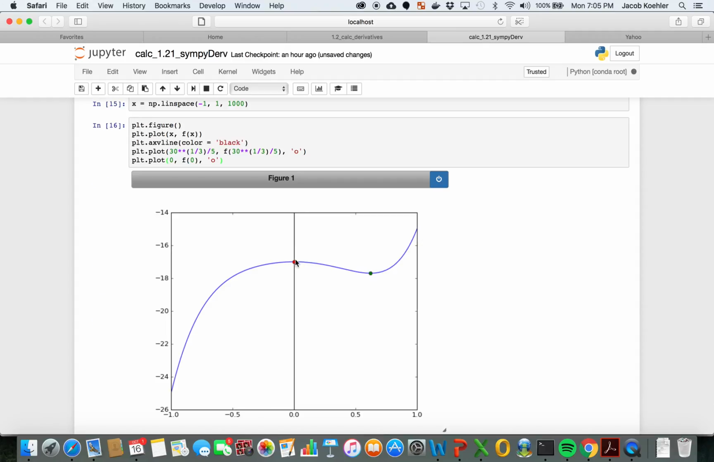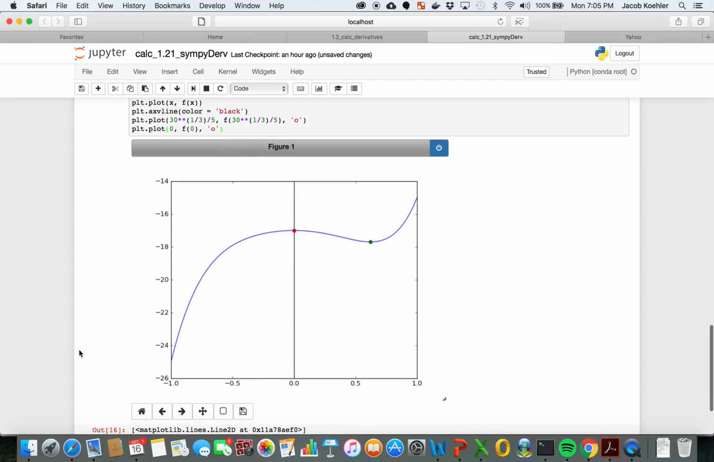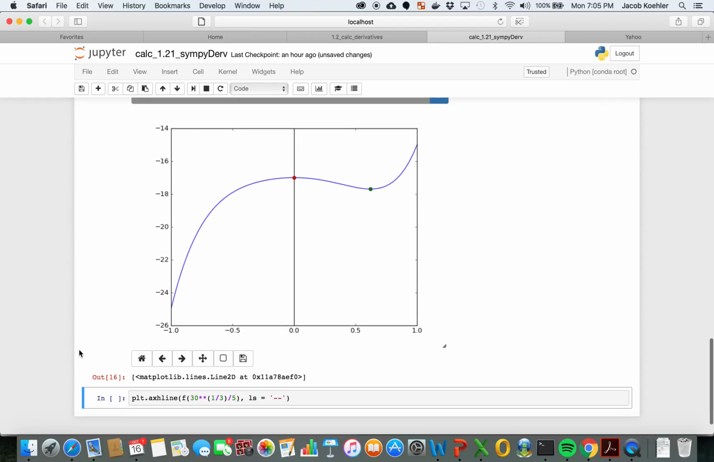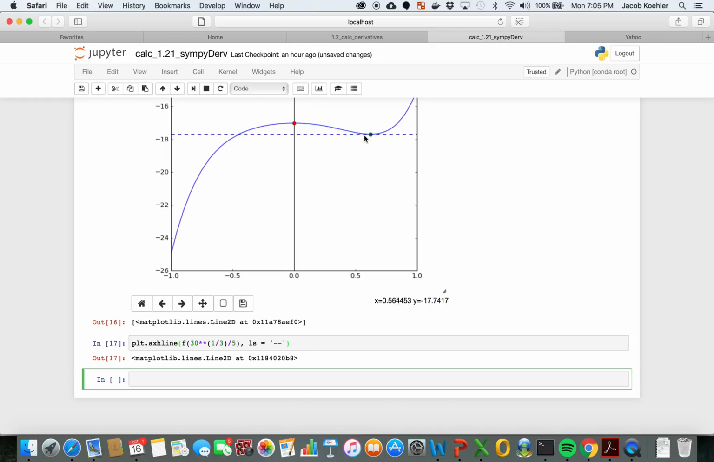Okay, so here's our plot. Here's where we should have horizontal tangents. If indeed we do, then everything should work out. And I can actually draw a horizontal line at that y value using the axhline command and just enter where I want you to draw that horizontal line. I'll draw a dashed line. And there we go. Here it is.